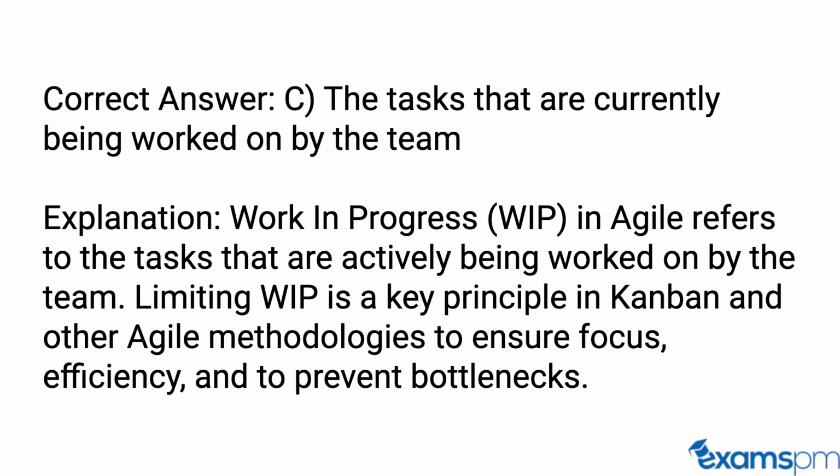Correct answer: C. The tasks that are currently being worked on by the team. Explanation: Work in progress (WIP) in Agile refers to the tasks that are actively being worked on by the team. Limiting WIP is a key principle in Kanban and other Agile methodologies to ensure focus, efficiency, and to prevent bottlenecks.